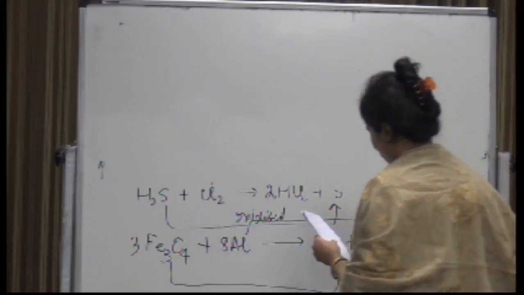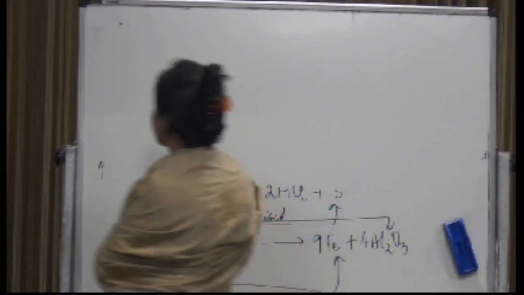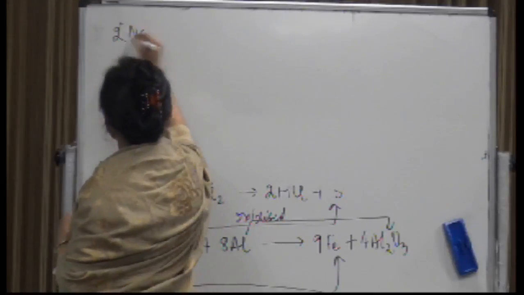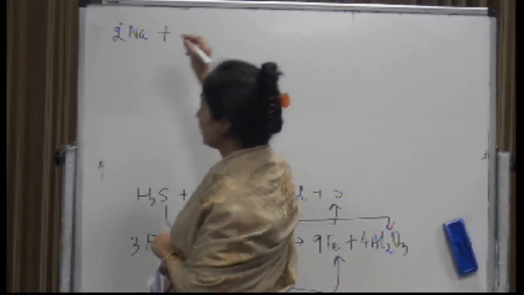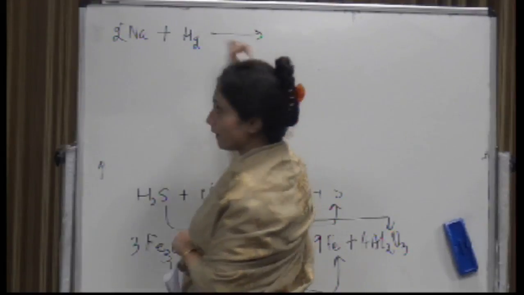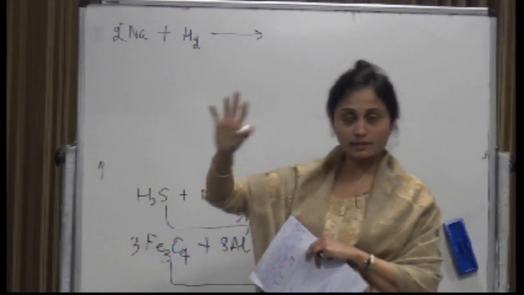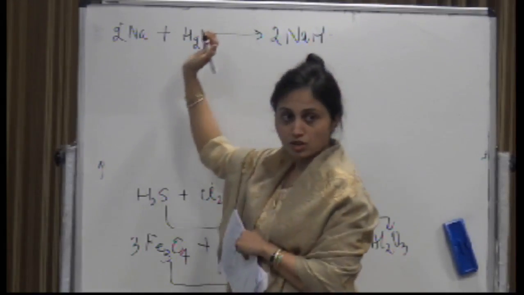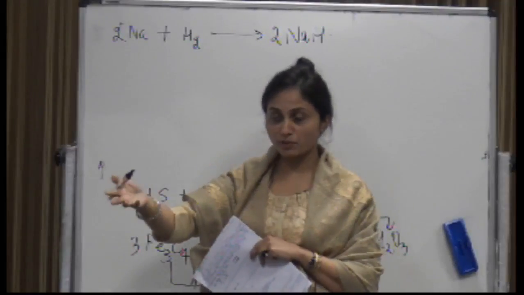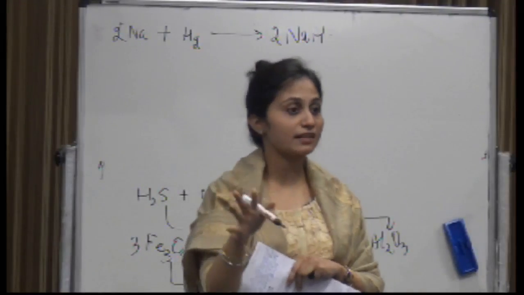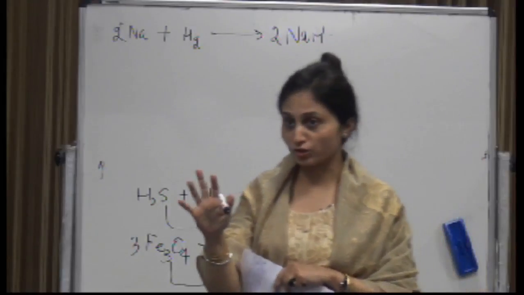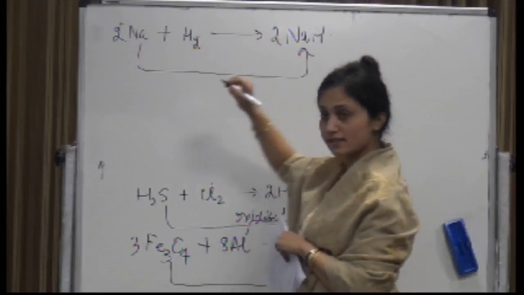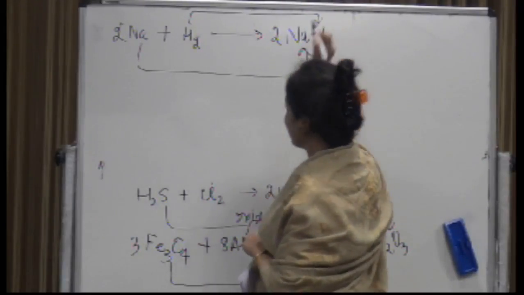Say if I talk about the same concept and I say that now you have Na, 2Na plus H2, 2Na plus H2 is forming 2NaH. So, as per what you've done in the previous grade, if hydrogen is getting added up, it is called reduction. But in this case, I am saying Na is getting oxidized and H2 is getting reduced.